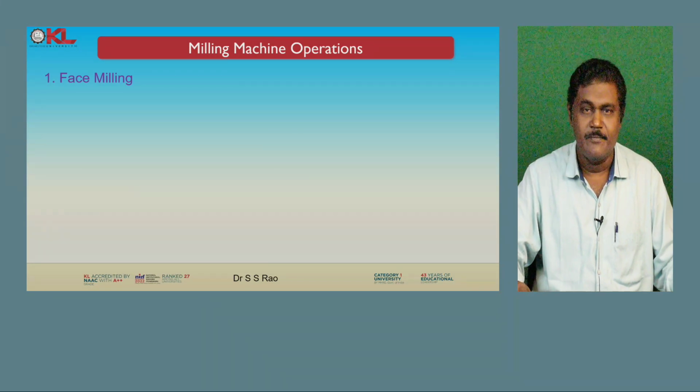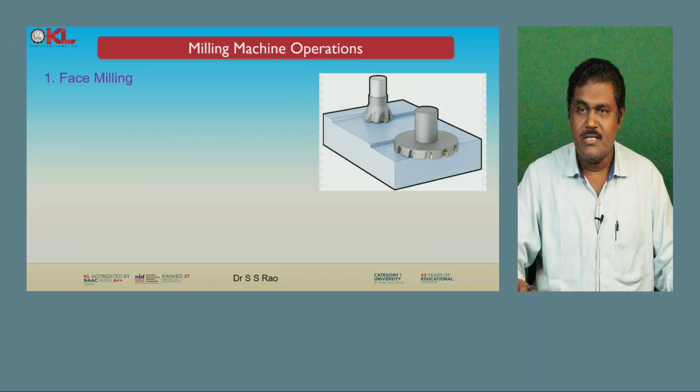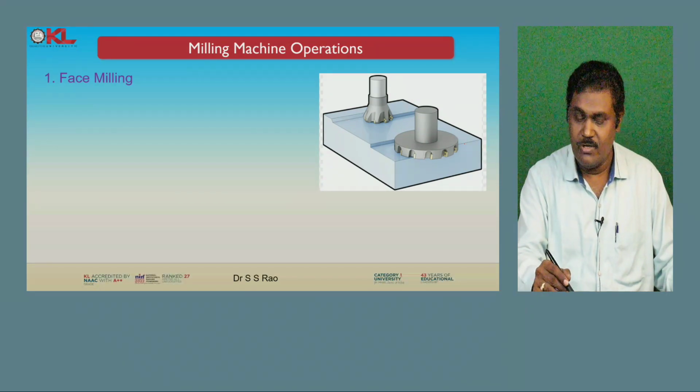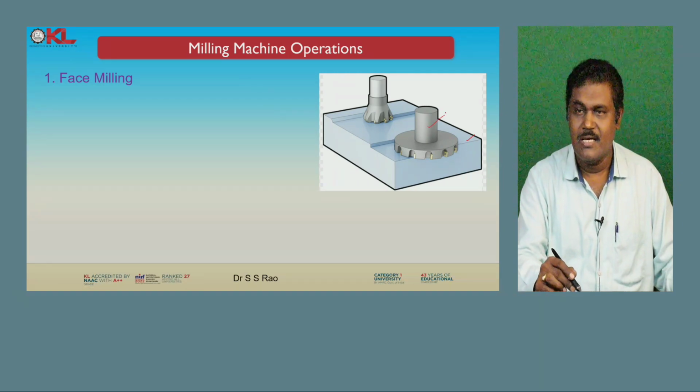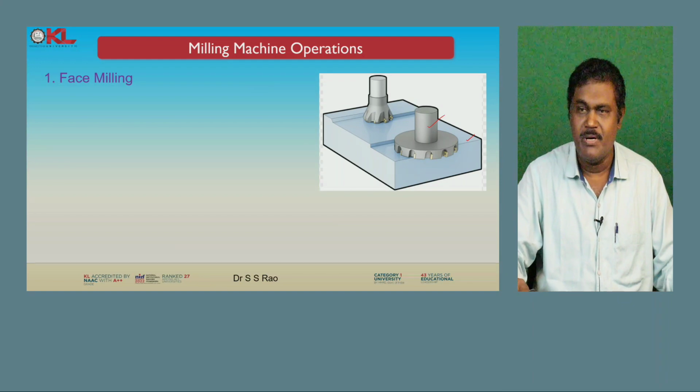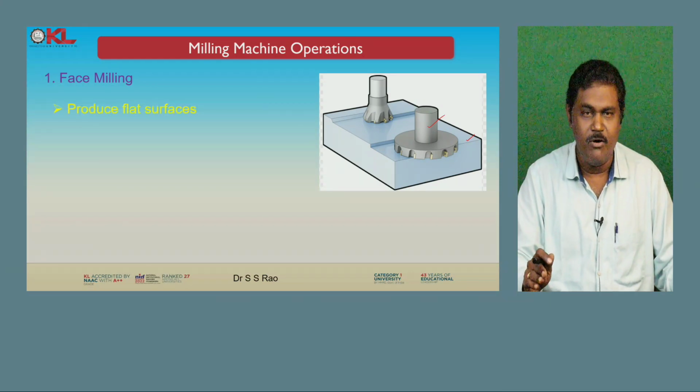The face milling. Now you can see how we are going to perform the face milling operation. Let us see this workpiece, okay, and this is the cutter. The cutter axis is perpendicular to the surface of the product. So this operation can produce flat surfaces.